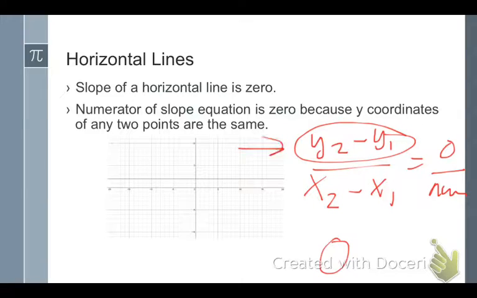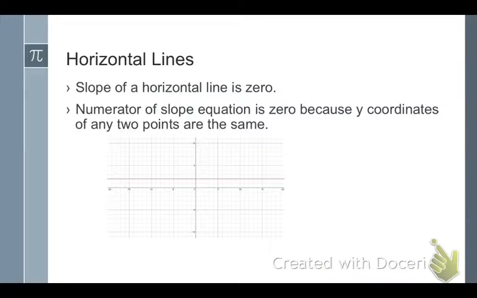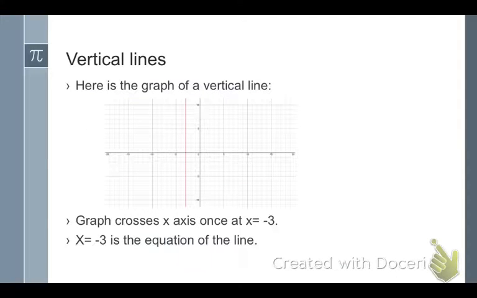Mathematically, the way to remember this is the top of the fraction will become 0, so that makes my answer 0 because the bottom will not be 0. So vertical lines, well, horizontal lines were y equals, so it makes sense the vertical line would include the x. These are the cases of lines where you might not have both letters. If you only have one letter, you have either a horizontal or a vertical line.